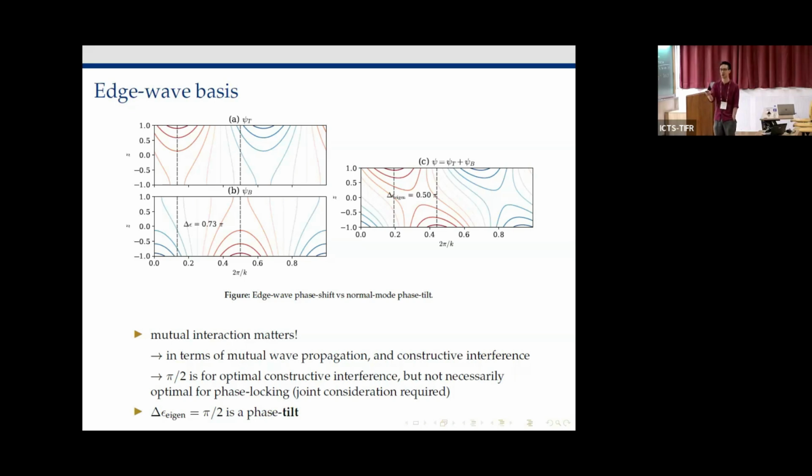The phase shift is always slightly bigger than pi by 2. One possible argument is that you care about mutual interaction. So pi by 2 is optimal for constructive interference instantaneously. But if you want to talk about continual growth, there are two bits. You want the phase shift which enables you to have phase locking, and you want the interaction such that you maintain phase locking and also have growth. So in that sense, the two things are not really separate. You can't tune the phase shift and the interaction separately.